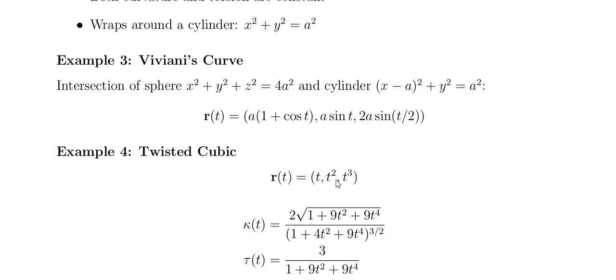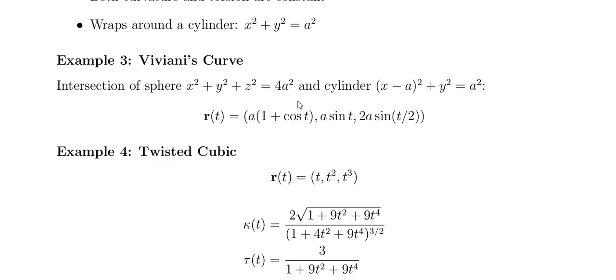The third example is called the Viviani curve. That is the intersection of the sphere and the cylinder. If a sphere and a cylinder intersect, the curve is r of t equal to a(1 plus cos t), a sin t, 2a sin(t by 2). That is the Viviani curve, the intersection of the sphere and the cylinder. The sphere has the structure x square plus y square plus z square equal to 4a square, and the cylinder is (x minus a) whole square plus y square equal to a square.